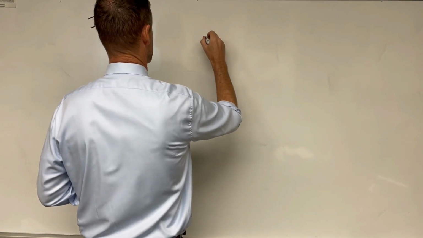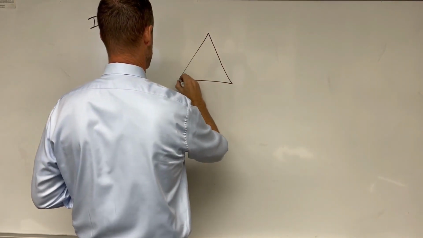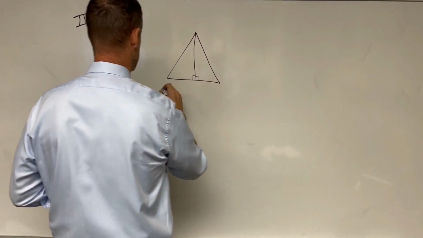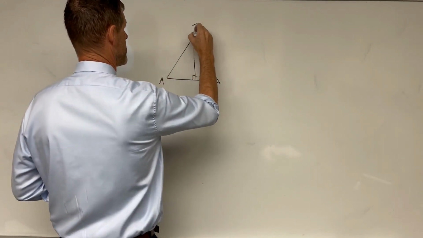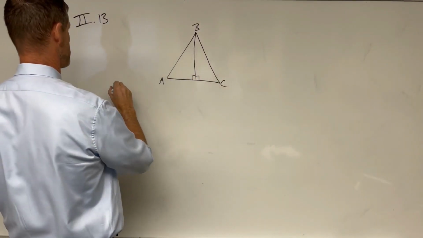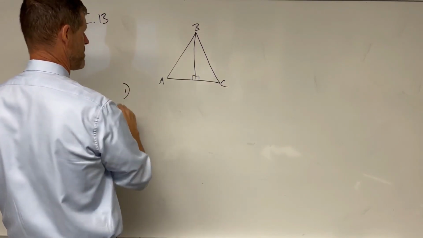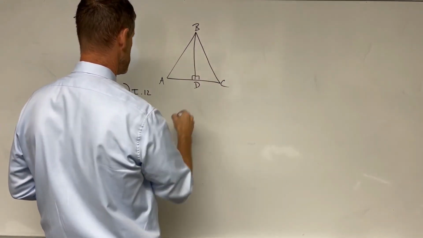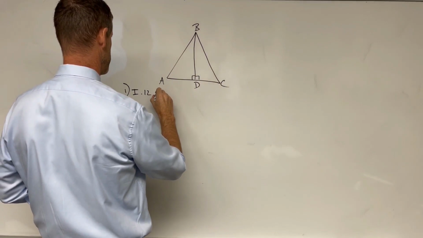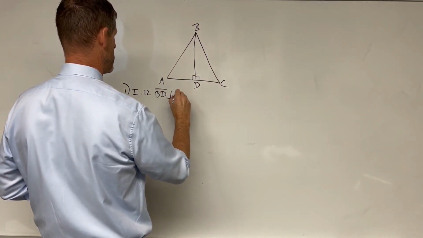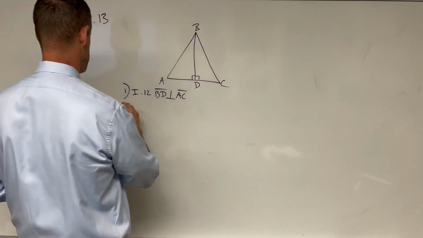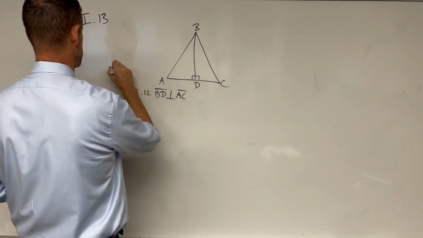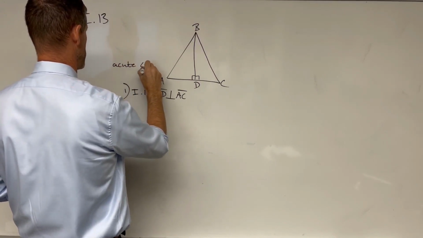So we've got our acute triangle, and we will drop our perpendicular. A, B, and C. And by proposition 12, we know that BD is perpendicular to AC. And the acute angle we're going to talk about is angle A. So I'll say acute angle A.